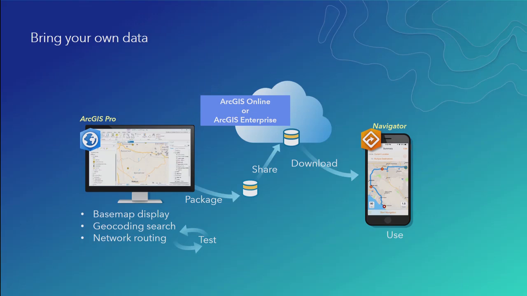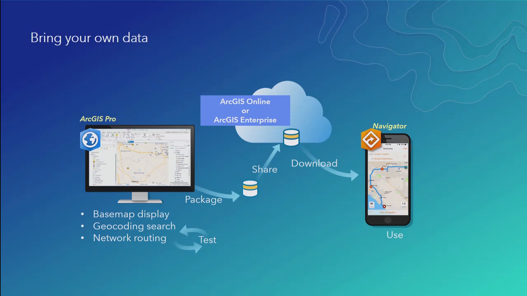Very similar thing. In Pro, make sure that you have your base map. Make sure you have your geocoding locators. Make sure your network data set for routing is all set up. And just test it out. QA, QC, route it, geocode it. Make sure it works in the Pro environment.